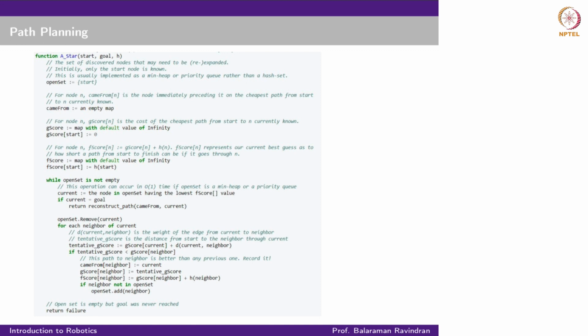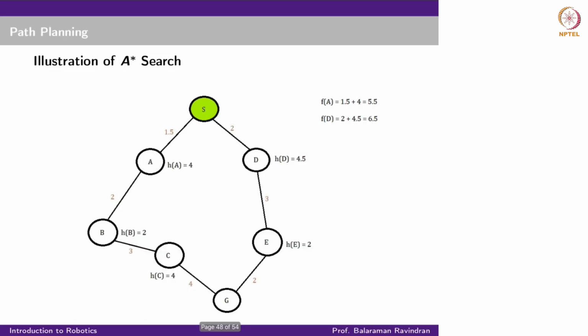And then we just keep updating. We pick the node that has the least G score plus H score, and then use that for expanding our search. So just look at how it's going to work. Here is a simple graph, and I have given the H score for each node in brackets. So H of A is 4, H of D is 4.5, this is 2, here is 4, and here is 2.